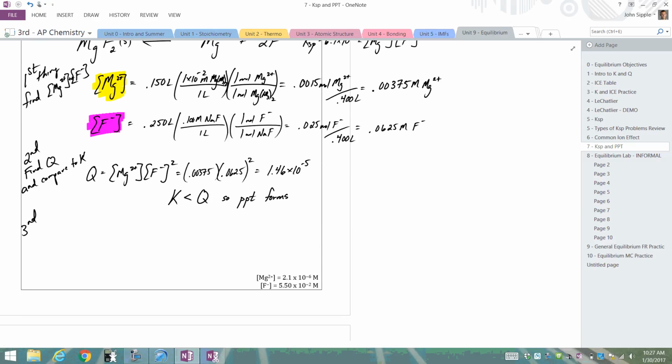So we're going to run the precipitate reaction to completion, okay? Because we've got to find the excess reactant. We're going to find out how many ions are still floating around in solution here. Okay.